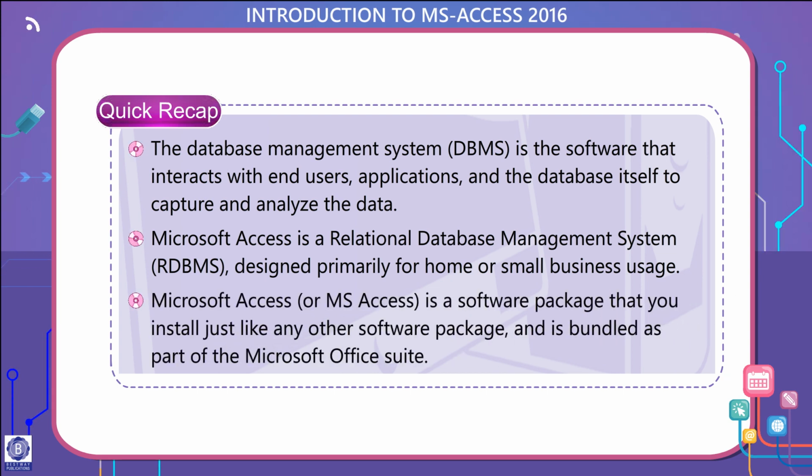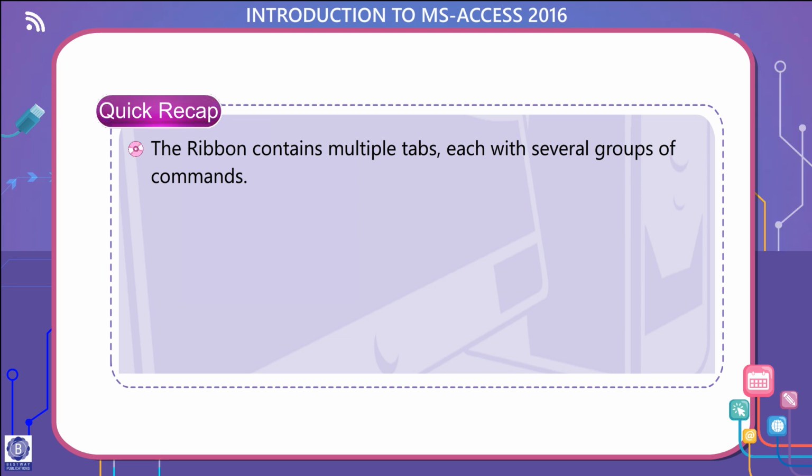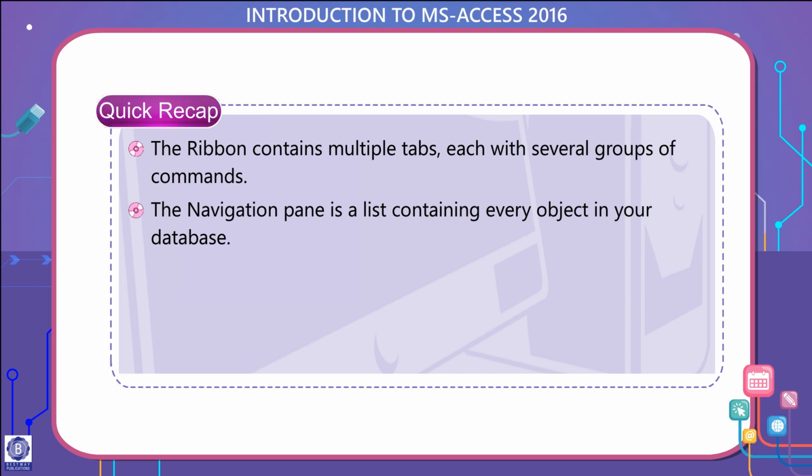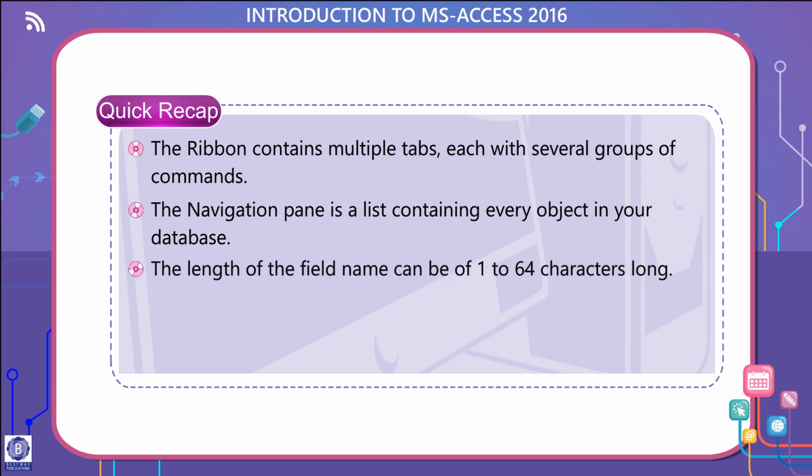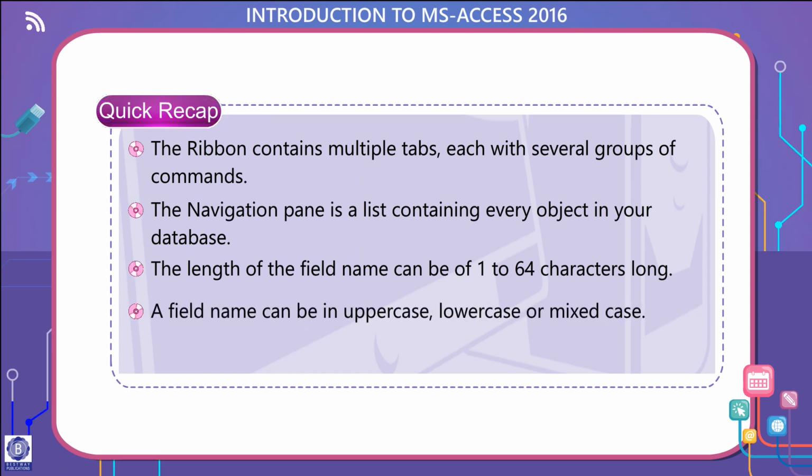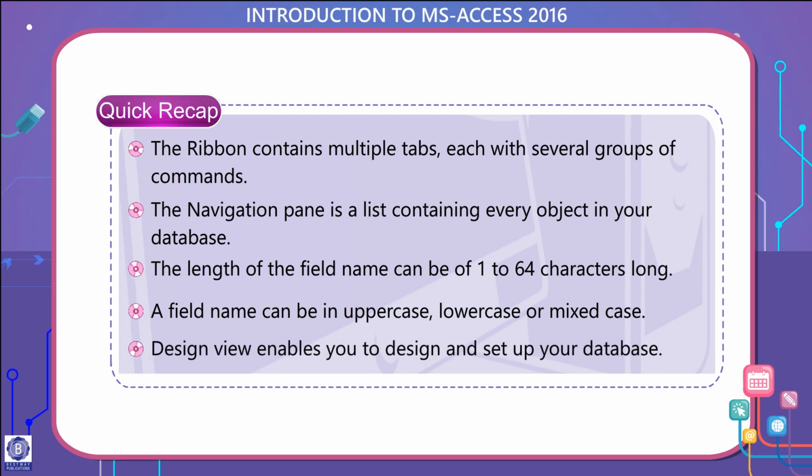Microsoft Access or MS Access is a software package that you install just like any other software package and is bundled as part of the Microsoft Office suite. The ribbon contains multiple tabs, each with several groups of commands. The navigation pane is a list containing every object in your database. The length of the field name can be of 1 to 64 characters long. A field name can be in uppercase, lowercase, or mixed case. Design View enables you to design and set up your database.